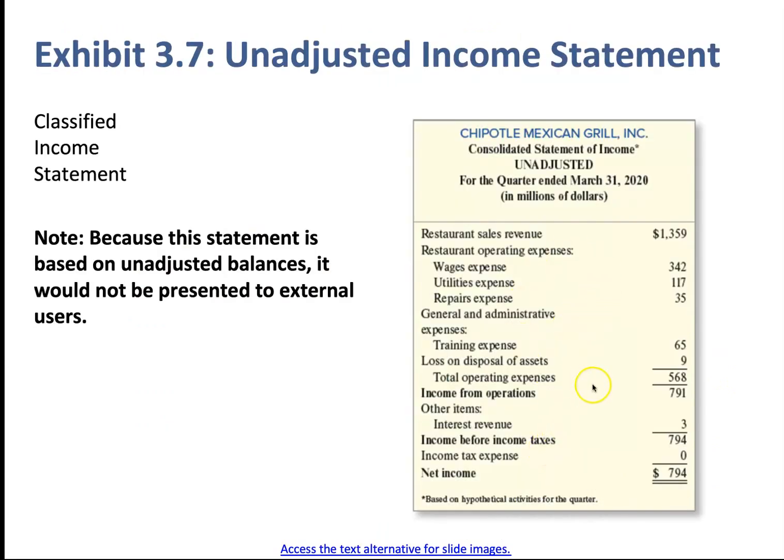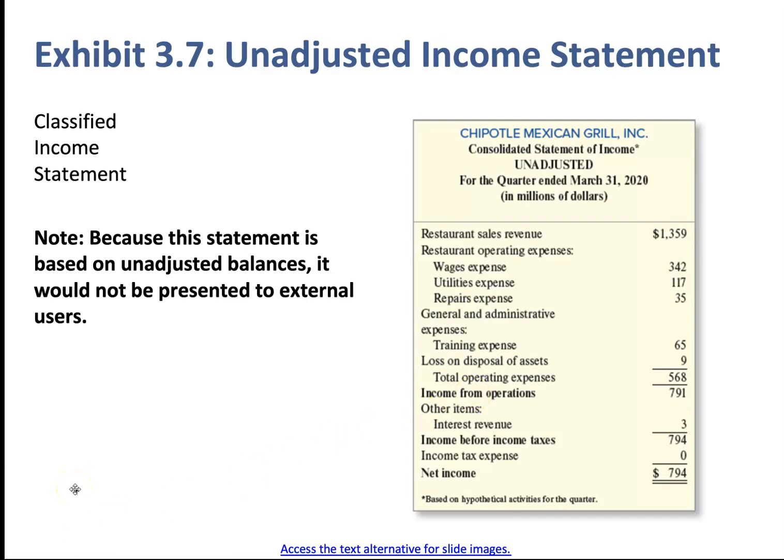Now here is the classified income statement of Chipotle for the period, which is a quarter, ended March 31st, 2020. When you look at this classified income statement, your first question might be, why is it called classified income statement? Classified means the accounts are categorized or classified in different categories. We are going to talk about each category in the next few slides.